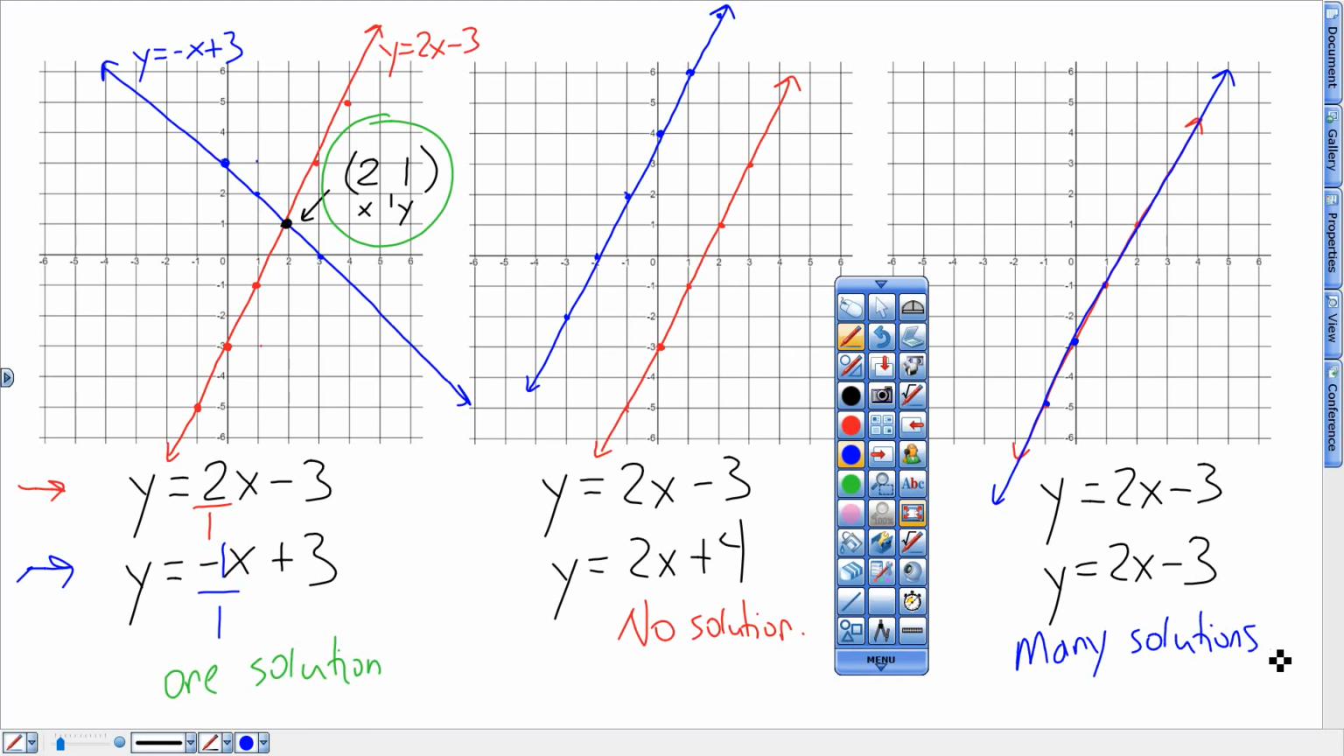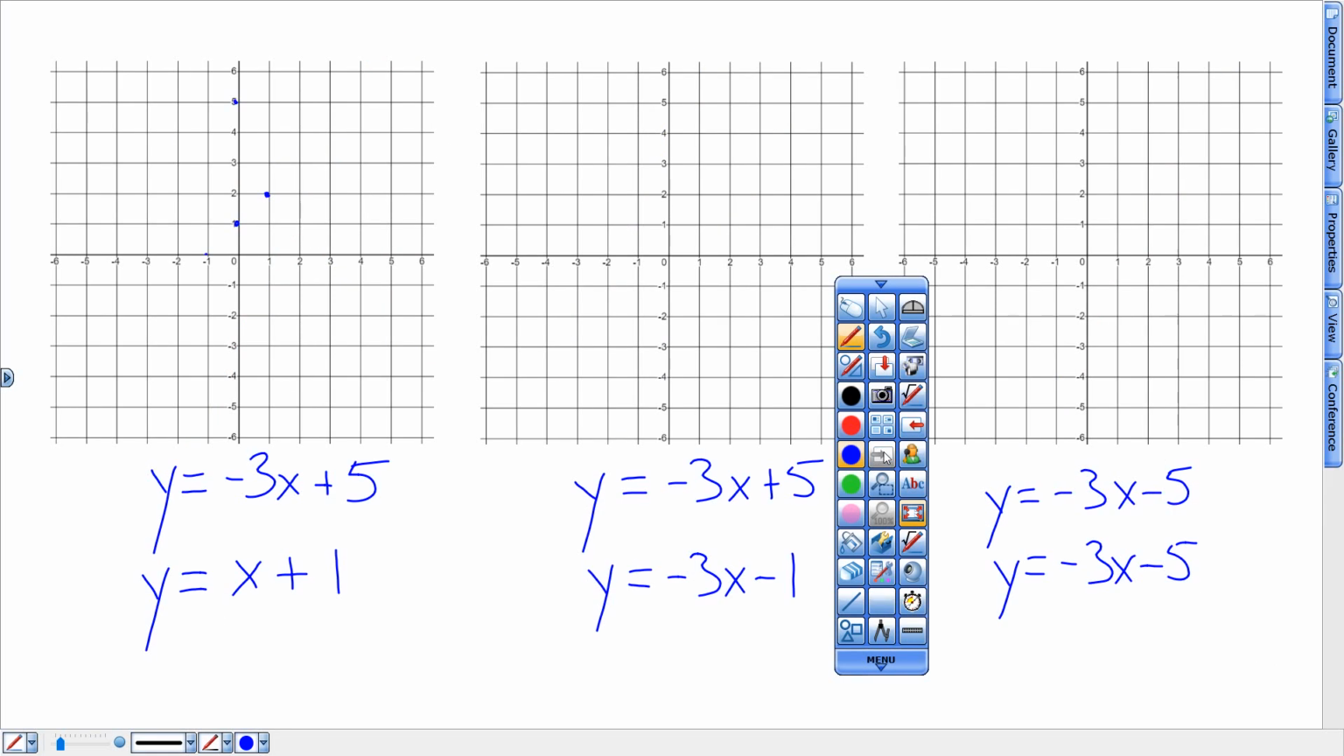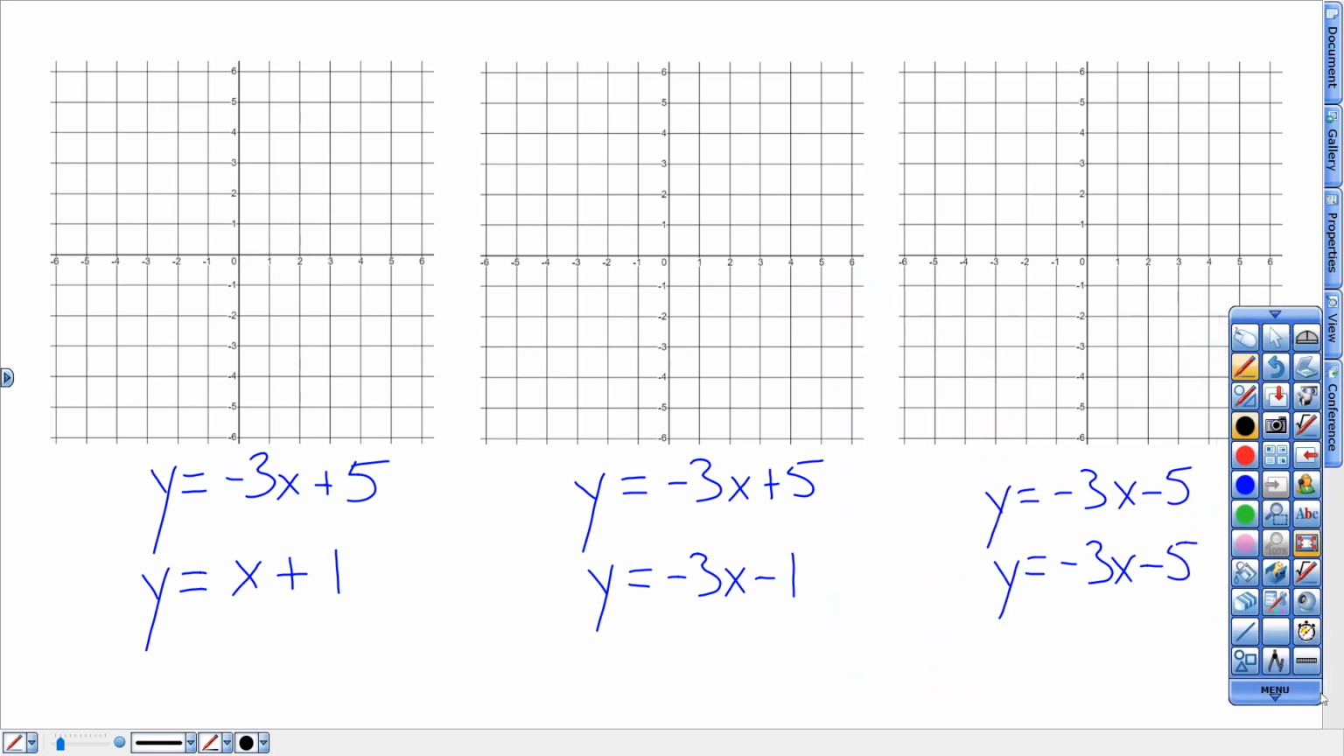All right, what I'd like you to do is try this set on your own. Obviously, first one has different x's or numbers in front of x. That's going to be your one solution. Your graph is going to have your lines touch in one place. It's going to be up to you to find that one place where they touch. The next one, same x number, but different y-intercepts means same rise and run, but both lines are touching the y-axis at a different spot. No solution, parallel lines.